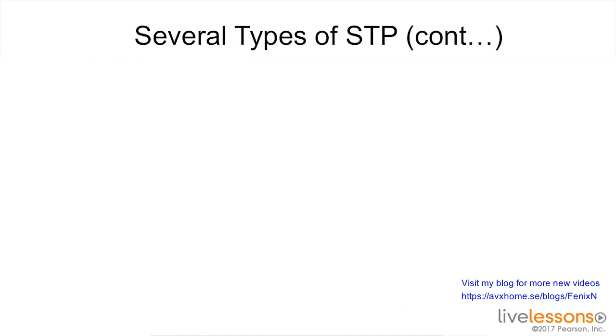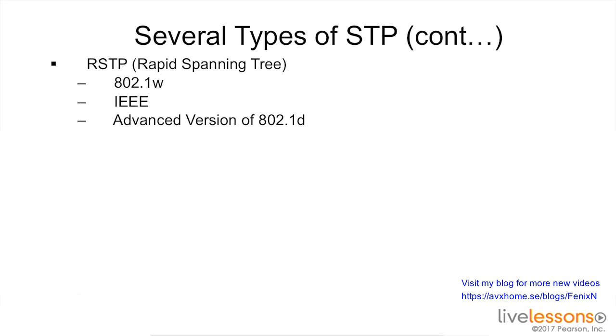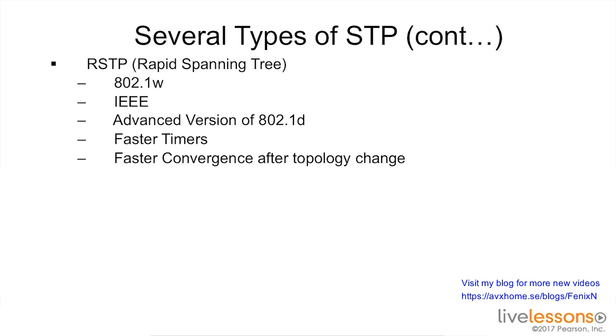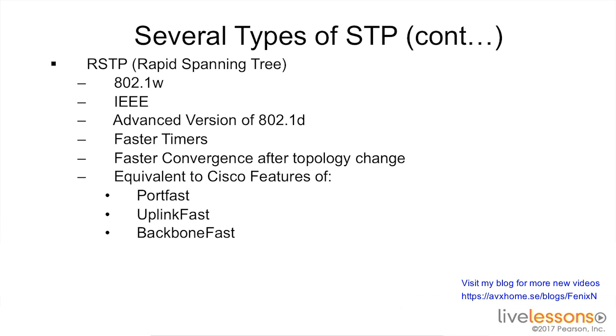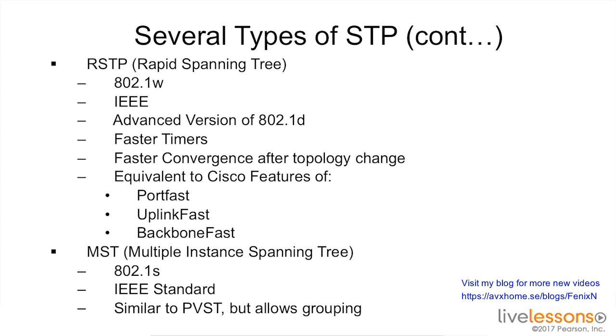Since then, they've improved on the standards-based protocol by releasing Rapid Spanning Tree, or 802.1w. It's an IEEE standard, an advanced version of 802.1d. It has faster timers and faster convergence after a topology change, and has the equivalent features of Cisco's PortFast, UplinkFast, and BackboneFast. Multiple Instance Spanning Tree is similar to PVST, but instead of having a separate spanning tree instance for each VLAN, we can group multiple VLANs into a single spanning tree instance, which allows for higher scalability for larger networks.